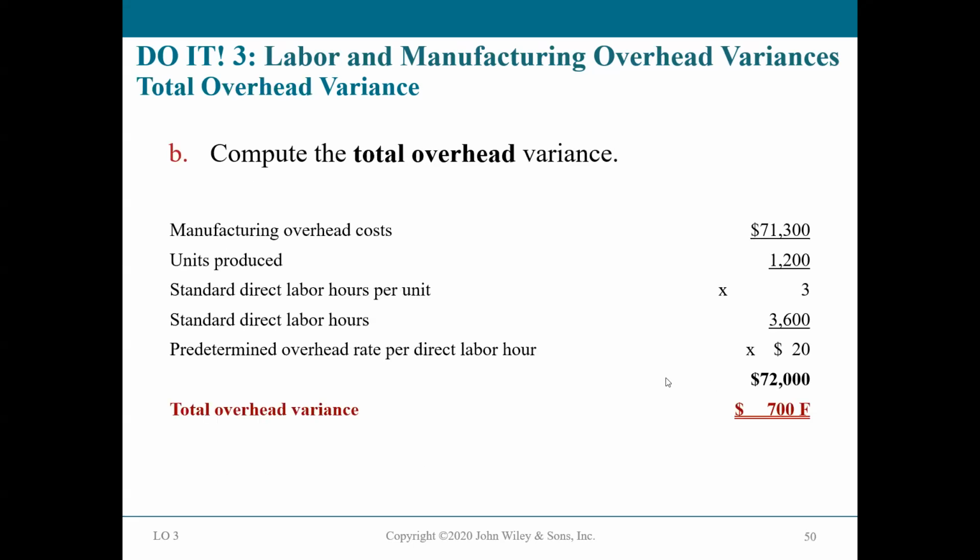Next part says compute the total overhead variance. So our manufacturing overhead costs, we're told, were $71.3. To get what we expected, we take the 1,200 units produced times our standard direct labor hours per unit, 3. So we have 3,600 as our total standard direct labor hours expected. We're told our predetermined overhead rate per direct labor hour was $20. So our expected total overhead was $72,000. Therefore, we had a favorable variance in overhead of $700.